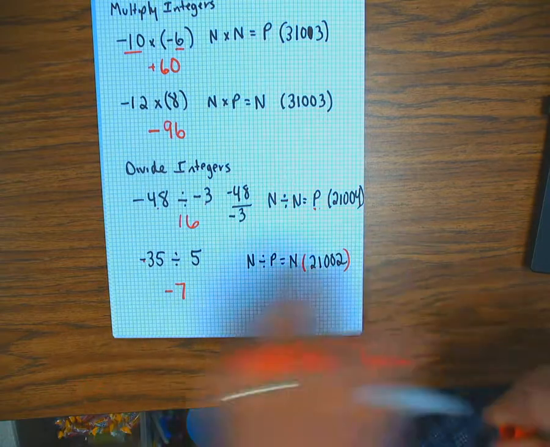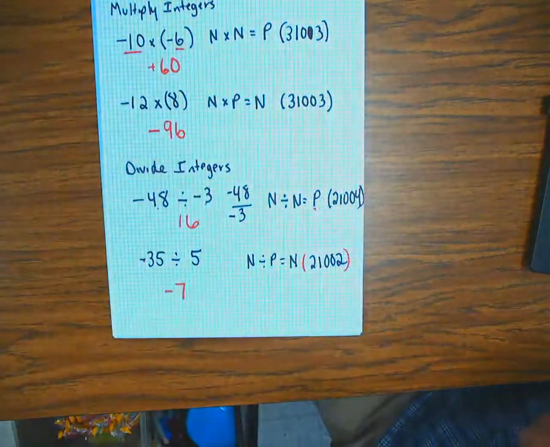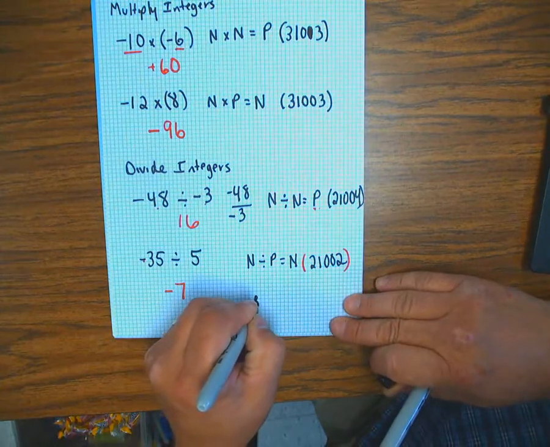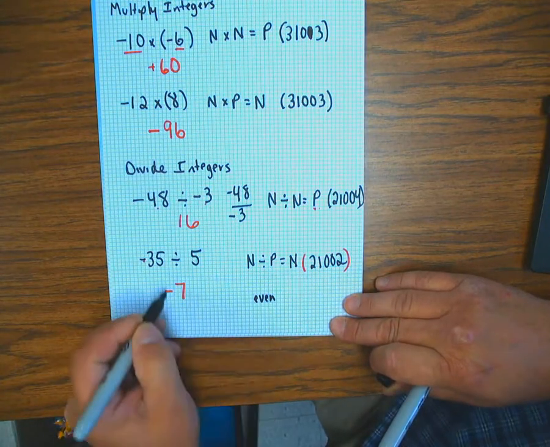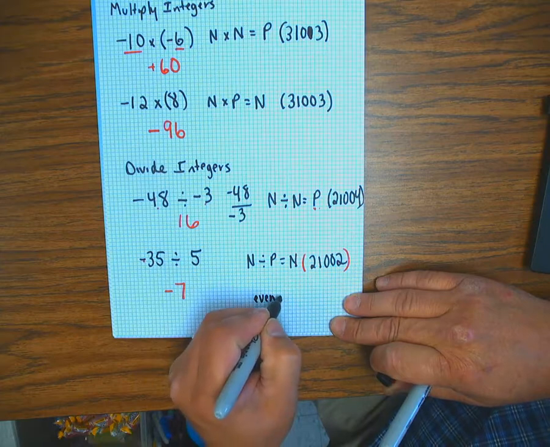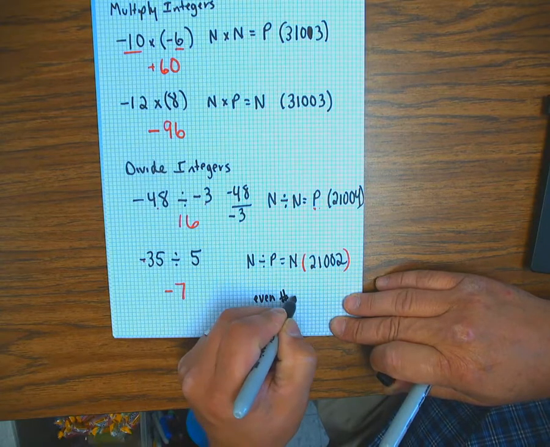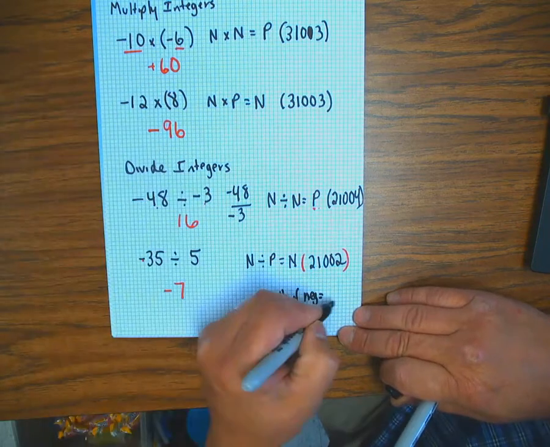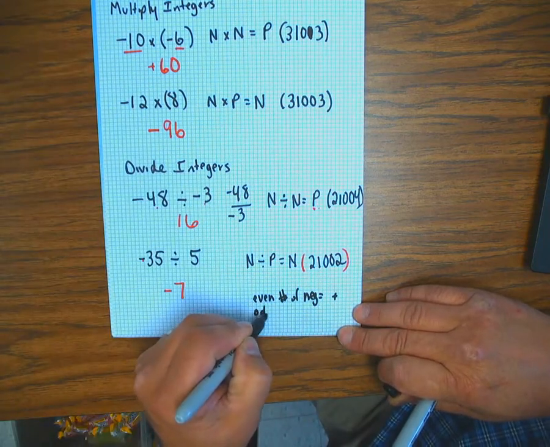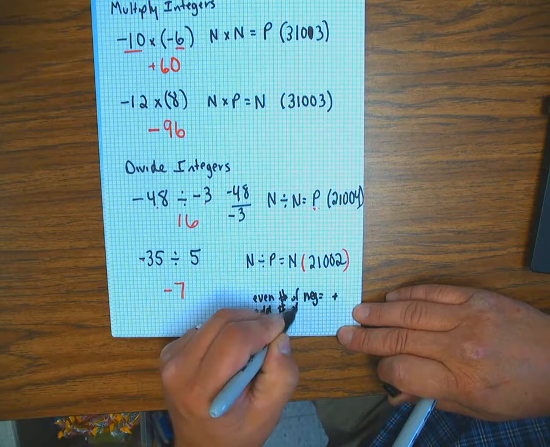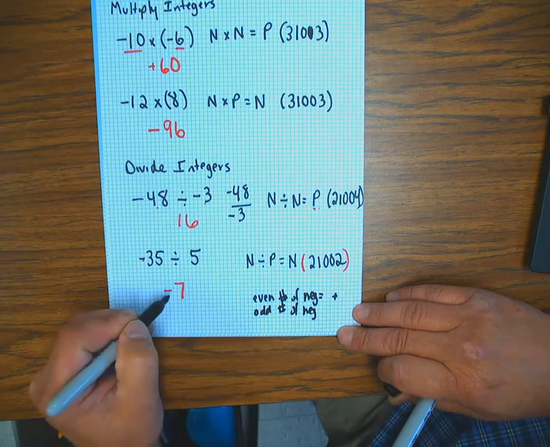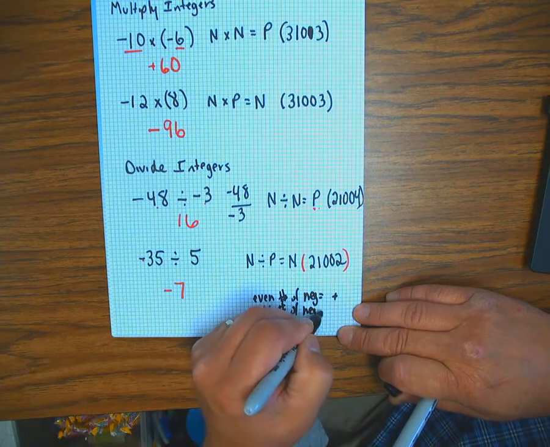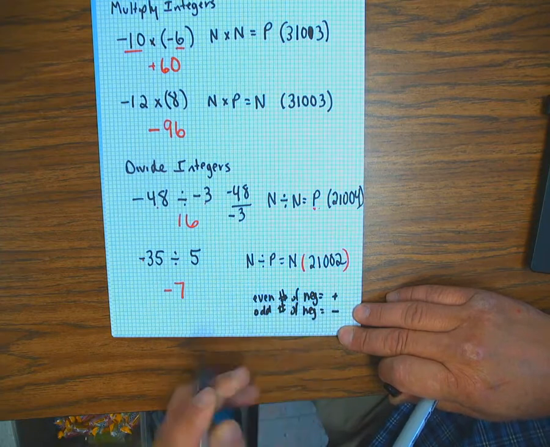A little note to remember when you're multiplying numbers together, negatives and positives: an even number of negatives, you're going to have a positive answer. An odd number of negatives, one negative here, you're going to have a negative answer.